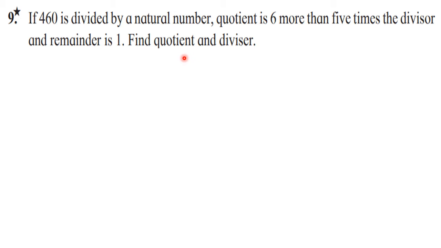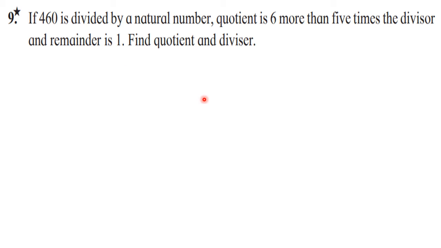Now how to decide what to take as X? Either we should take quotient as X or divisor as X. So you take help of this statement: quotient is 6 more than 5 times the divisor. That means quotient is expressed by using divisor. So this indicates that we should take divisor as X. If we take divisor as X, then we can write down quotient. This is called dividend, and remainder also is given.